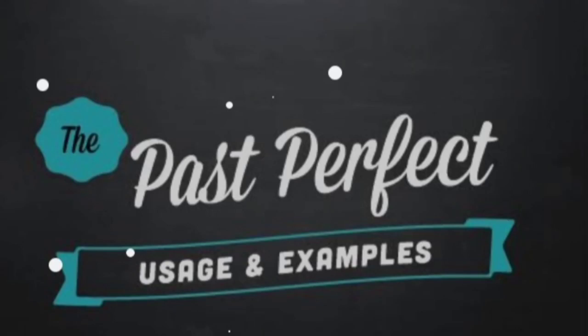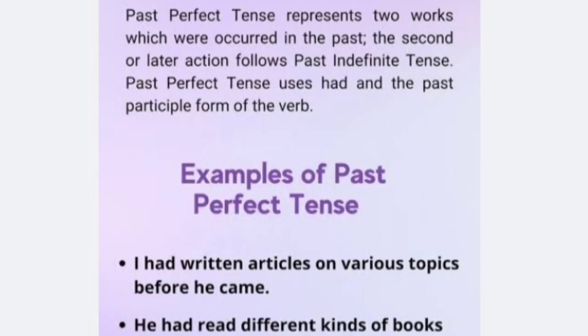This video is about the past perfect tense, its usage and examples. Past perfect tense represents two works which occurred in the past. The second or later action follows past indefinite tense. Past perfect tense uses had and the past participle form of the verb.